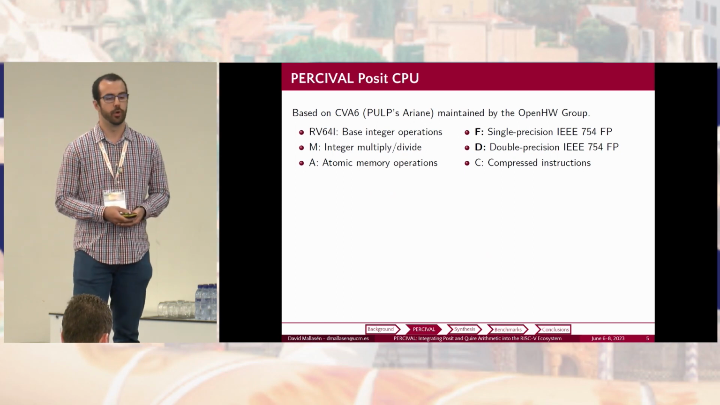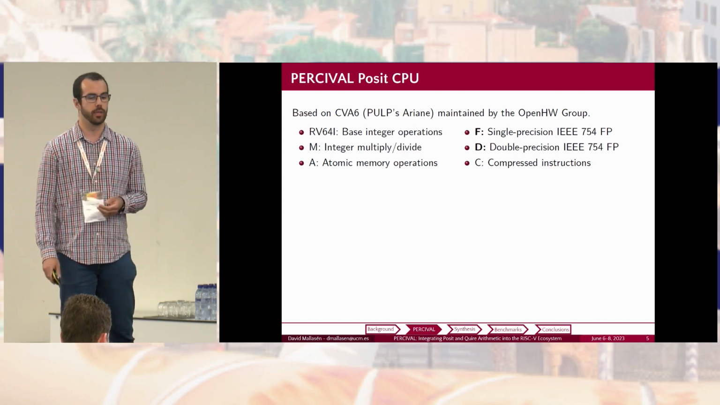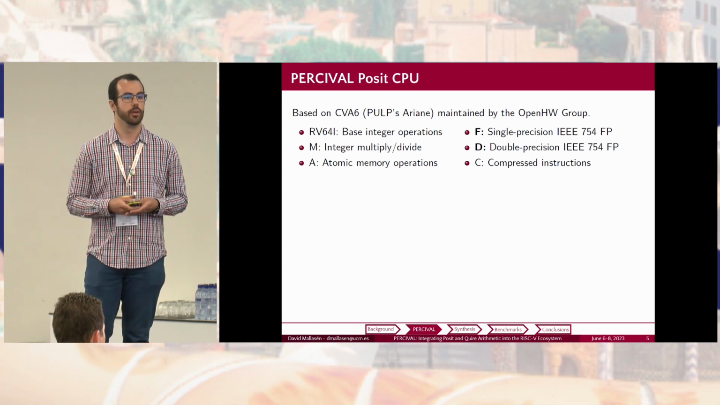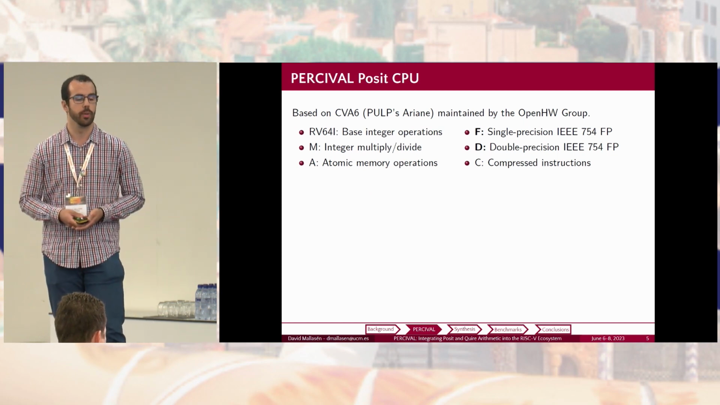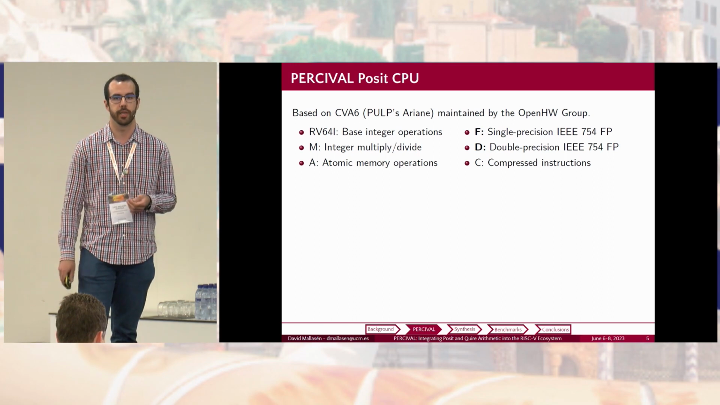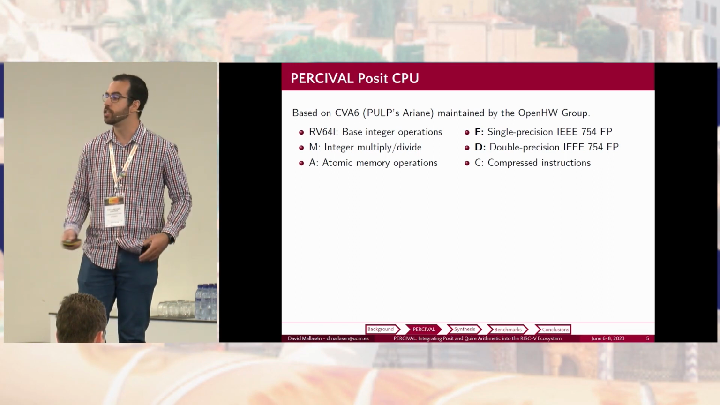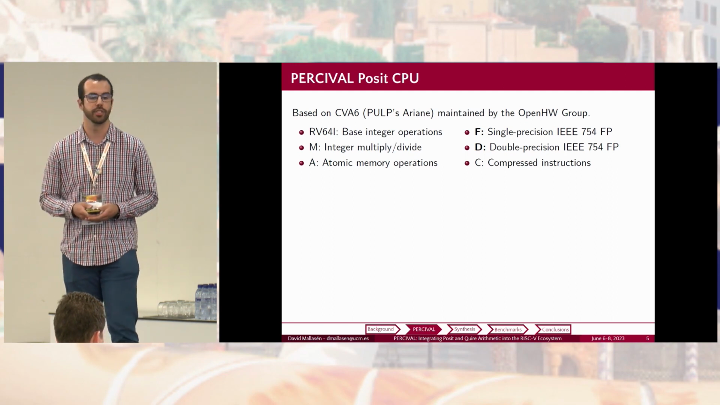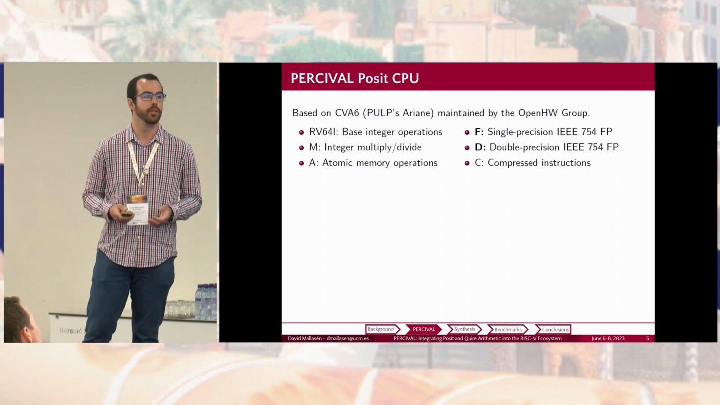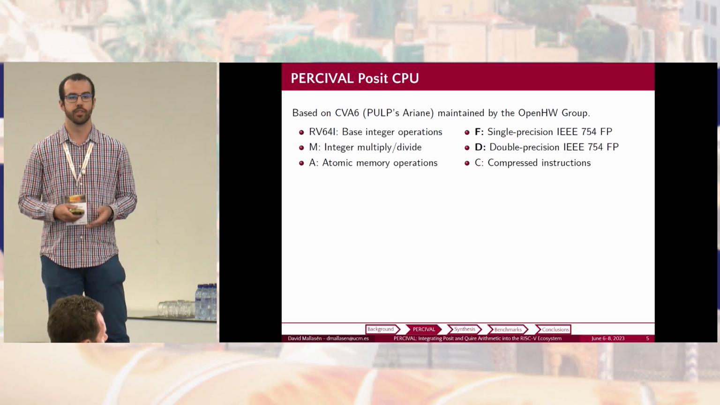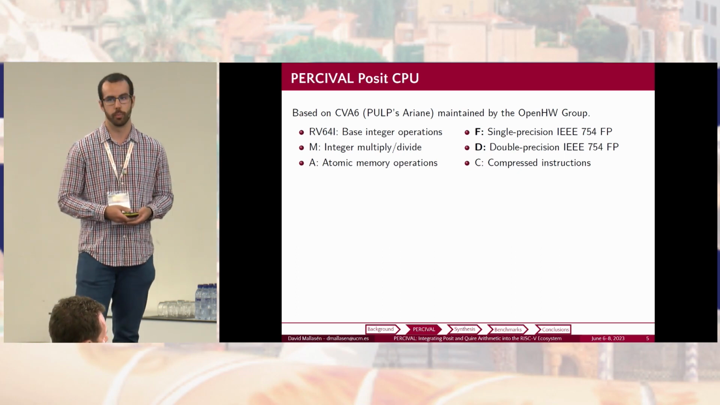So the main point of this talk is the PERCIVAL Posit CPU. This is based on CVA6. We have been hearing about this already, which was Pulsarian, and is now maintained by the Open Hardware Group. This core supports a series of standard RISC-V extensions, and the ones that we were most interested in were the F and D extensions for single and double precision floating point numbers.